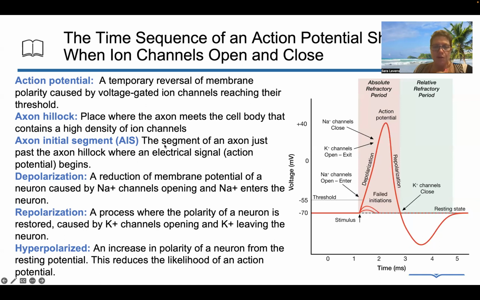If this occurs at the initial axon segment, then you will have the action potential. But then repolarization after this depolarization process is where everything returns back to negative. And then again, it can get hyperpolarized, sort of down here, potentially with inhibitory neurotransmitters that could actually hyperpolarize a cell to make it even more negative, and then neurotransmitters that have depolarizing effects that can actually make it a little bit harder.